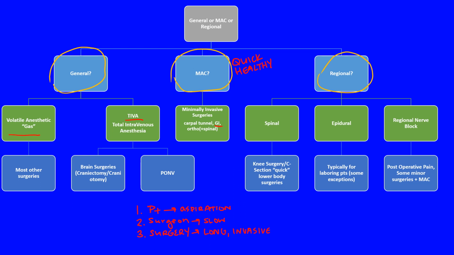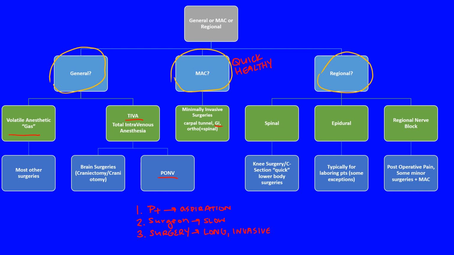TIVAs are typically used for brain surgeries, such as craniectomies and craniotomies, to help the neurosurgeon, or in the case of PONV, where the patient experiences postoperative nausea and vomiting. There are some patients that are more prone to this than others, such as young, non-smoking females that tend to get car sick. So when do you use a volatile anesthetic then? Well, pretty much in any other scenario that I haven't already described.